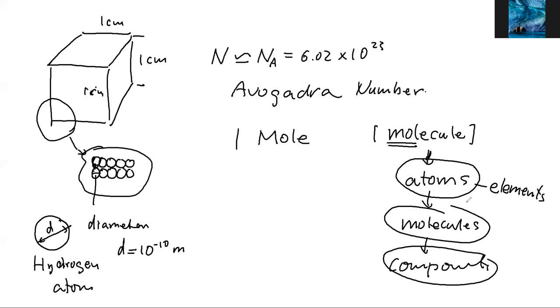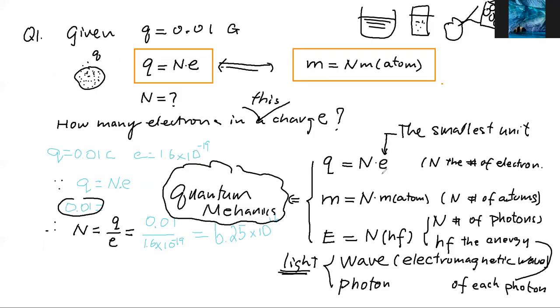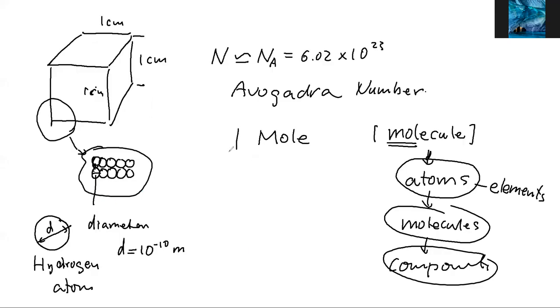So in this regard, the charge of the electron can be considered as an element. Do you agree? The charge of the electron can be considered as one element, which gives the smallest unit for the electrical charge. So, returning to this concept, it is called one mole.